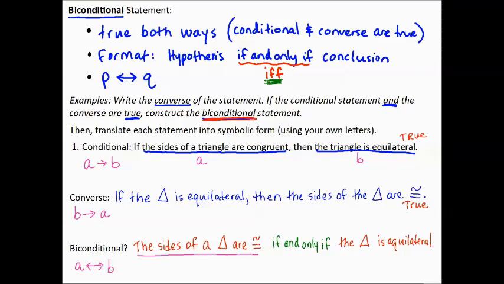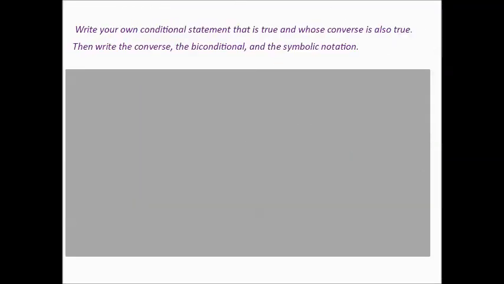Now it's your turn. Can you try to construct a conditional statement that is true both ways, such that it's true as a conditional statement and the converse is also true? If you can, then you can write the converse and then the biconditional and the symbolic notation like we did in the other one. Why don't you pause the video, give it a shot, and see how you did.